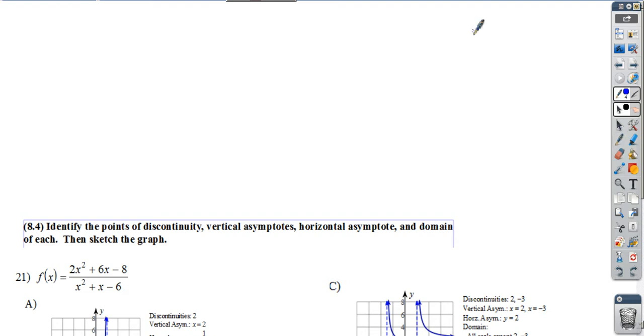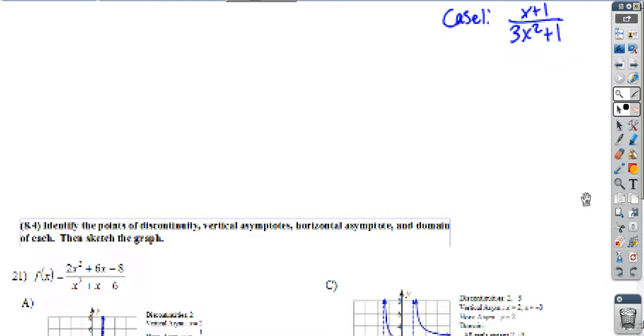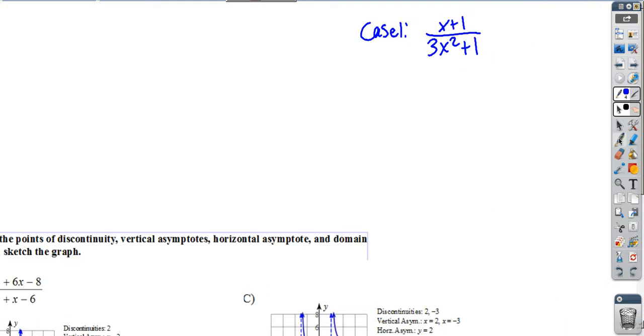So let's suppose you had, here's an example of case 1. Case 1 is when the degree on the denominator is larger. So like x plus 1 over x squared plus 1. Okay, let's just do 3x squared plus 1. In this case, the horizontal asymptotes occur as x goes to infinity. And this notation that I'm writing right here, that's the symbol x arrow, and then the infinity symbol.